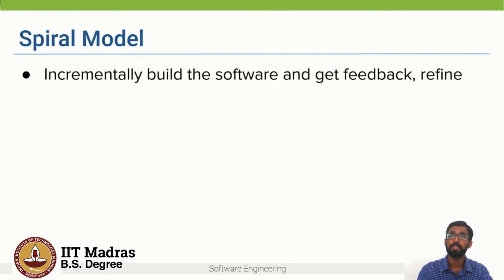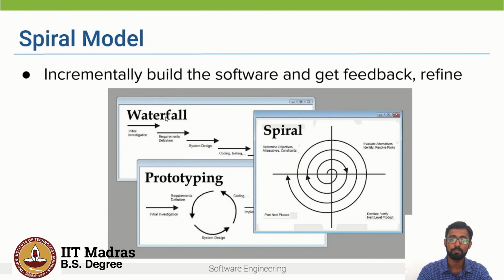Another solution can be to incrementally build the software, right? Get feedback, refine. And this model is known as the spiral model. So the spiral model combines both the waterfall and the prototyping model. And as you can see in this image, there are 4 phases. First, we determine the objectives, alternatives, constraints for this one iteration. And then we evaluate alternatives, we resolve risks, and then we develop and test and release the product to the client, and then we plan for the next phase.